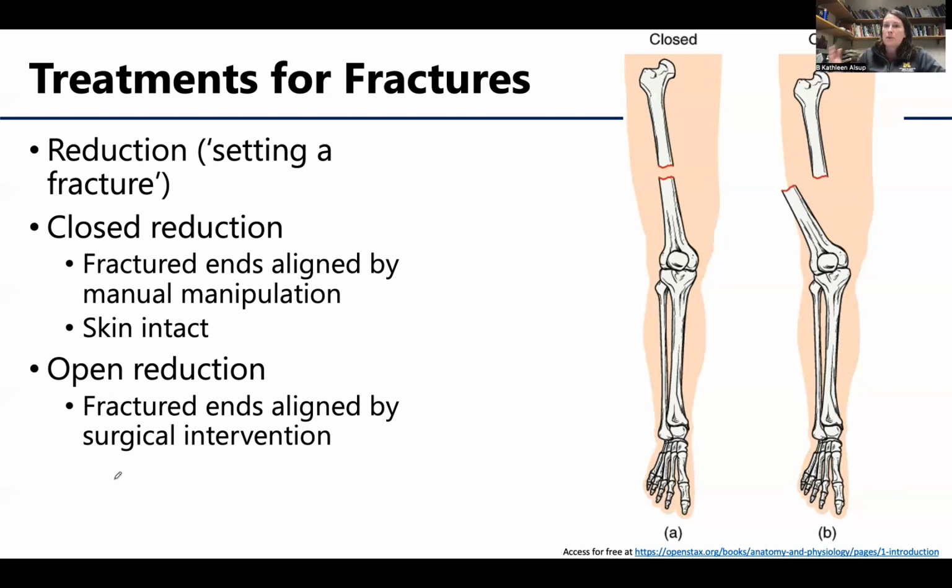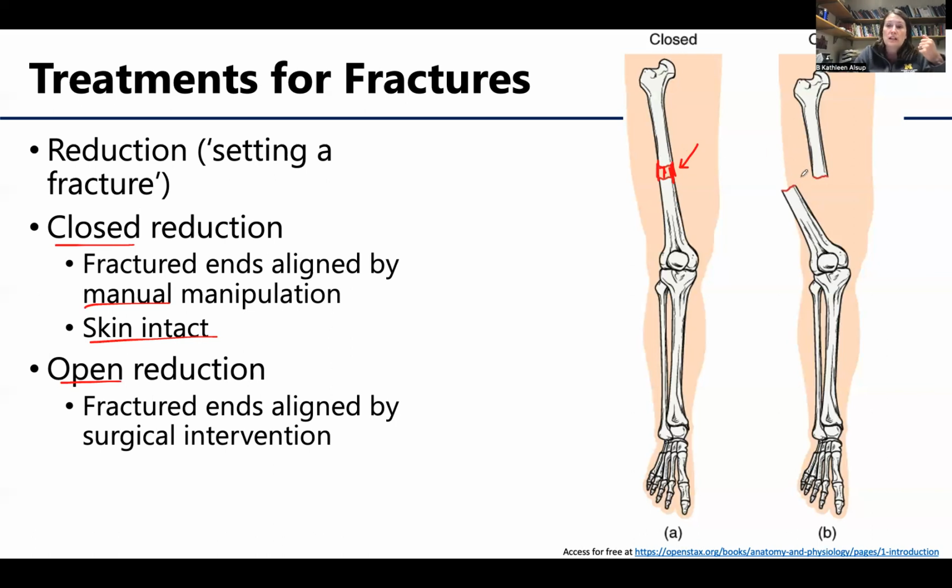So what will often happen is immobilization to prevent refracturing or misalignment. Now, this can be done in one of 2 ways. You can have what's referred to as a closed reduction. So the fractured ends are aligned by manual manipulation. You move this back into place, but importantly, skin stays intact. But with an open reduction, those fractured ends are realigned by surgical intervention. So say this space right here is too far apart to do this through manual manipulation, then you would have to do some type of surgical intervention, and that would be an open reduction.